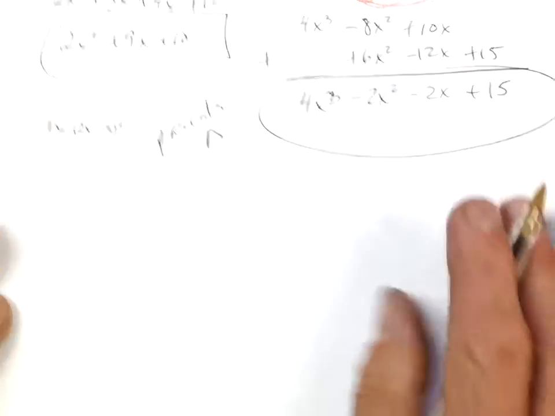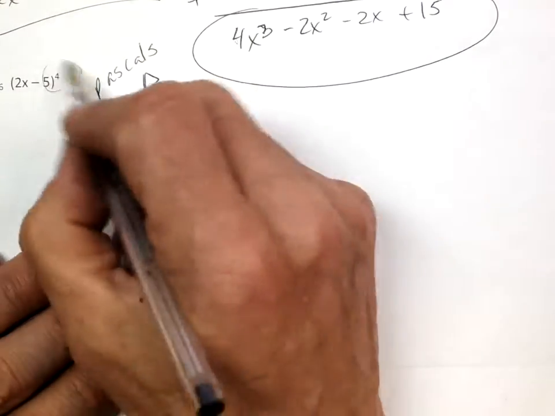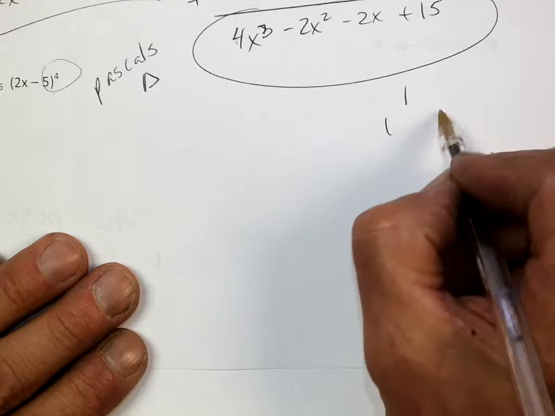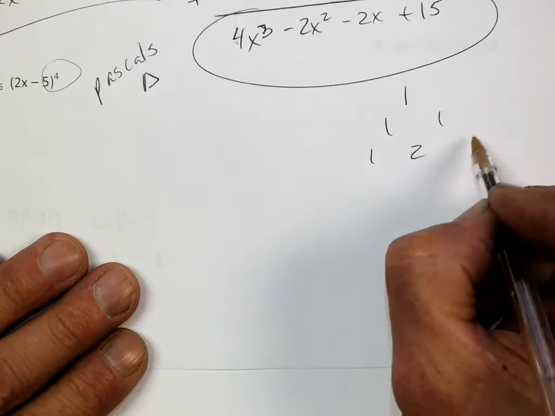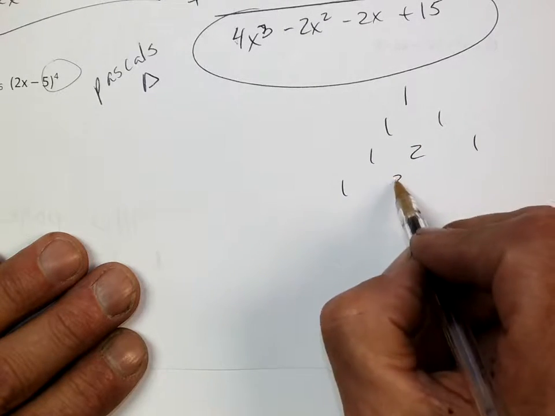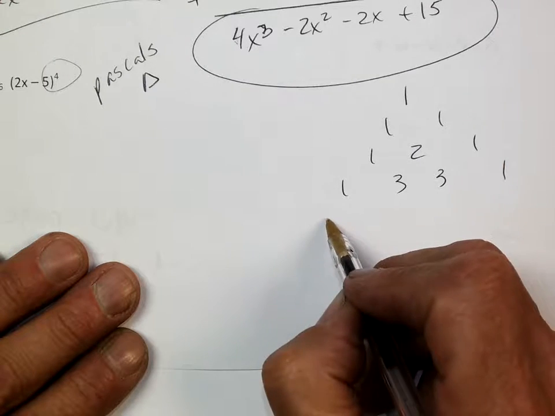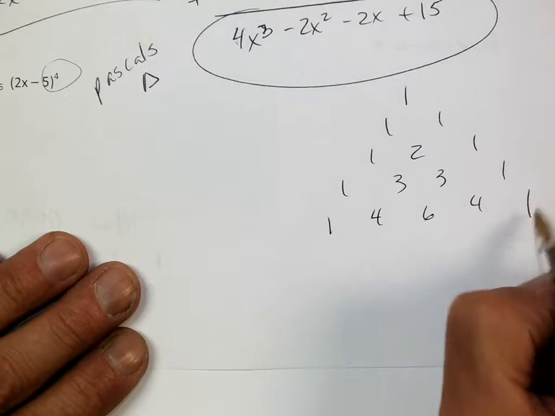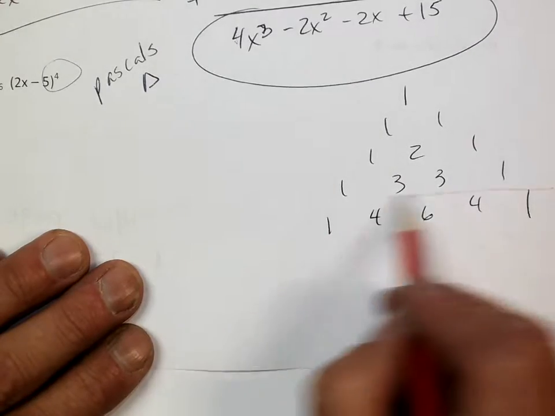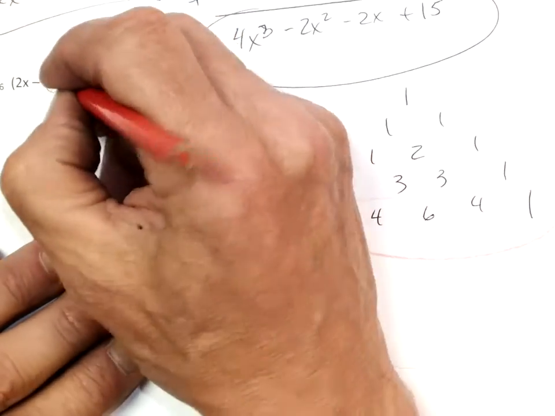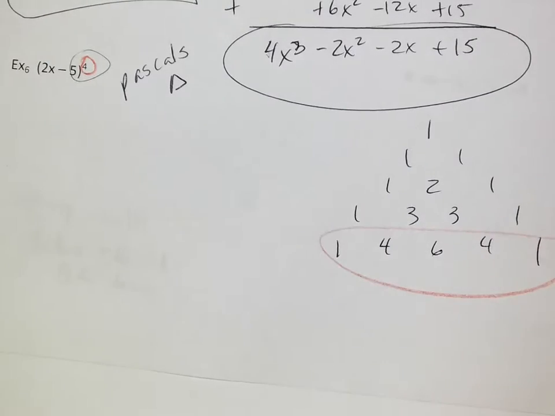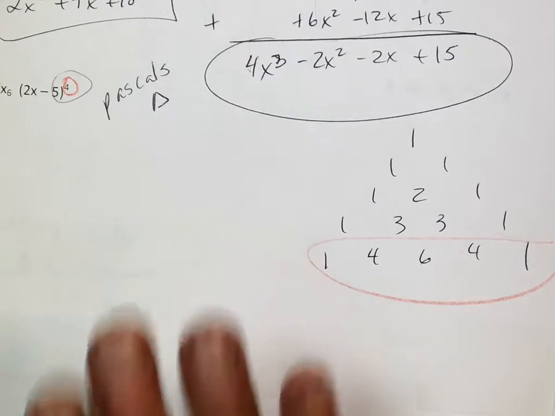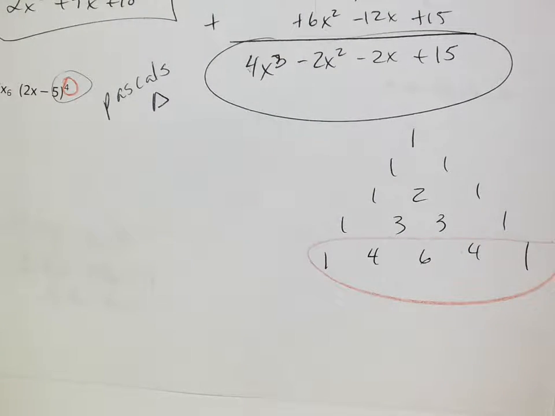It is. So on the side, I need the 4th row, right? 1, 1, 1, 1, 2, 1, 1, 3, 3, 1, 1, 4, 6, 4, 1. So I want to use the 4th row of Pascal's triangle because that's to the 4th power, okay? I'm going to use the 4th row of Pascal's triangle.